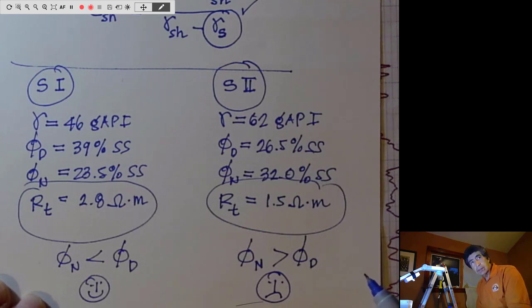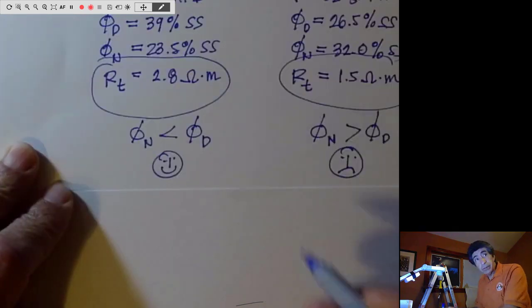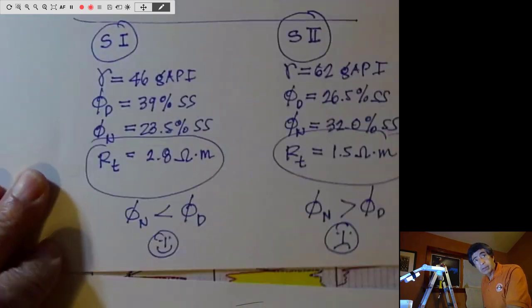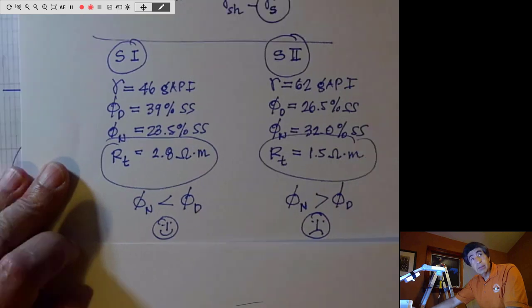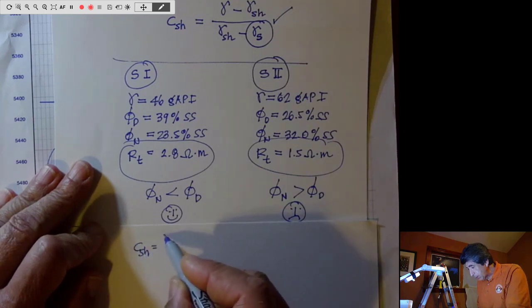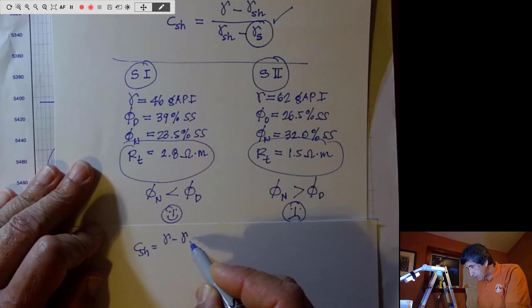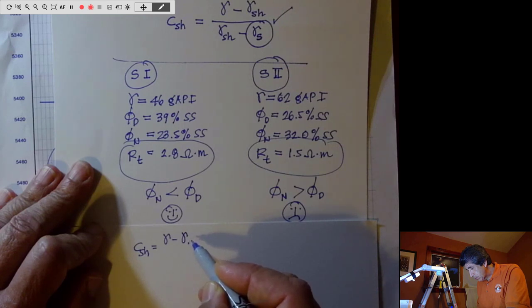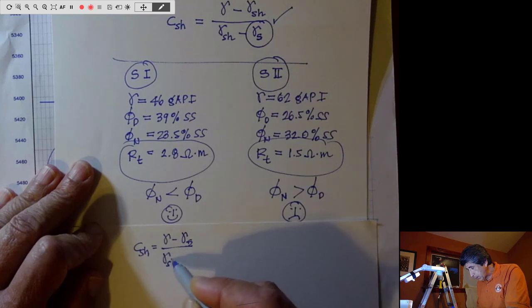But I'm going to show you that when you make the corrections, in both cases, the neutron log, when corrected for the presence of shale, will be invariably lower than the density log corrected for shale, and that will unmask the effect of the presence of light hydrocarbons. So if you continue with the calculations for sandstone number 1 and sandstone number 2, let me actually retrieve the zoom so that I can do more. Then here we can calculate CSH again by doing gamma minus gamma sand over gamma shale minus gamma sand.